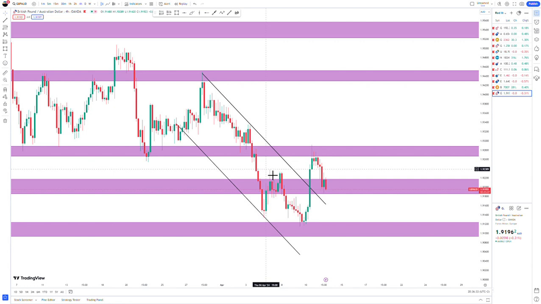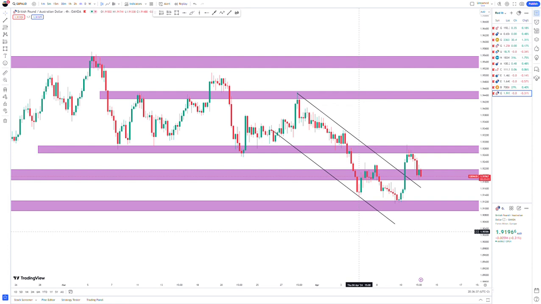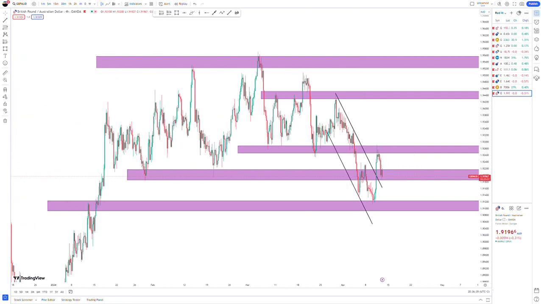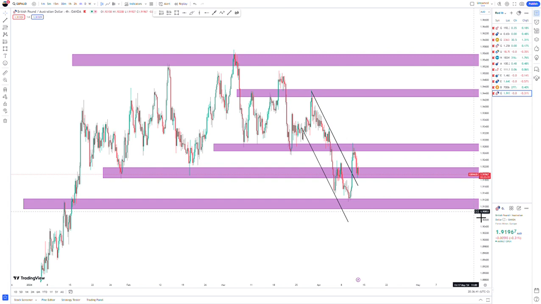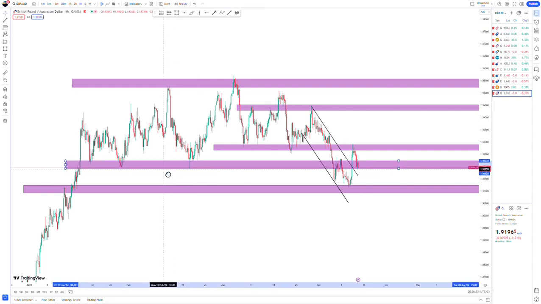So here I can see that we have this. Okay, so currently we broke below this area, but we couldn't break below this one. And also we broke. Okay, let me just try to adjust because I can see that I have something contradicting.